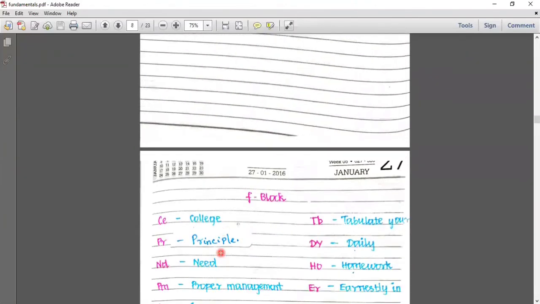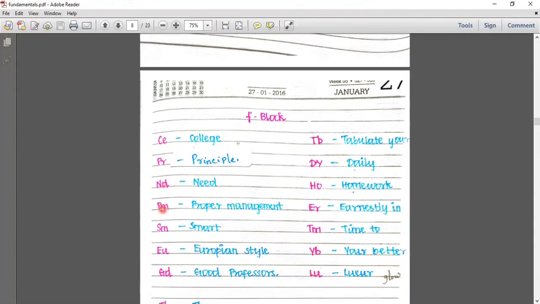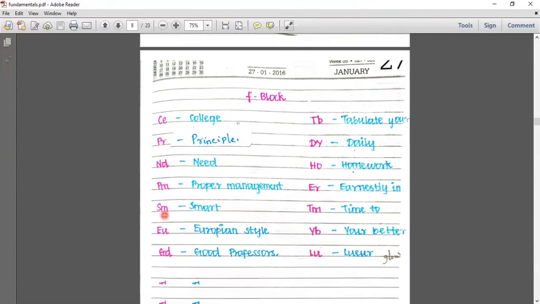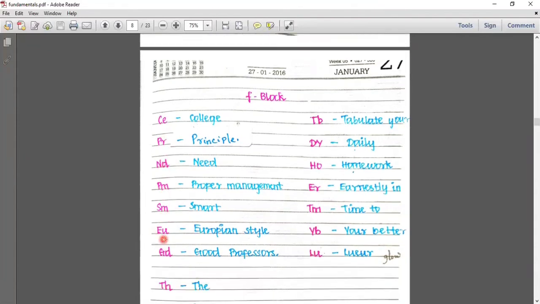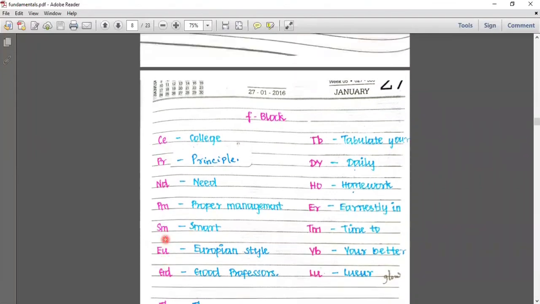Now we'll pass on to the F block elements. CE cerium, praseodymium, ND neodymium, promethium, SM samarium, EU europium, GD gadolinium. This is one of the first 7 elements in the periodic table's 4F series, gadolinium. So that is: college principal need proper management, smart European style, good purposes.